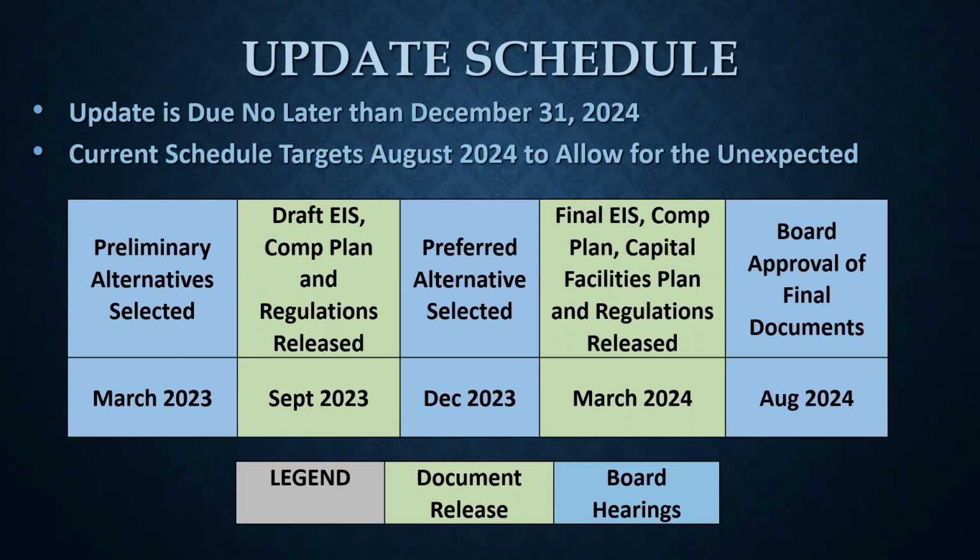We then do the final EIS, which looks at the environmental impacts of that one alternative. So in case there's substantial changes from any one of the 3 previous ones, we know that we've got the correct information for the one that the board chose to move forward with. All that information, as well as revised capital facilities plan and regulations, would come out in March 24, with the idea being that the board would approve a final document in August of 24.